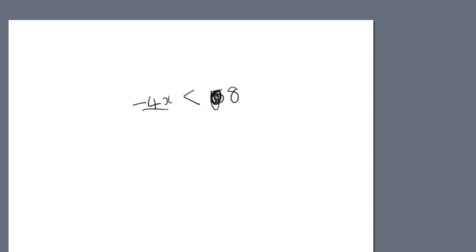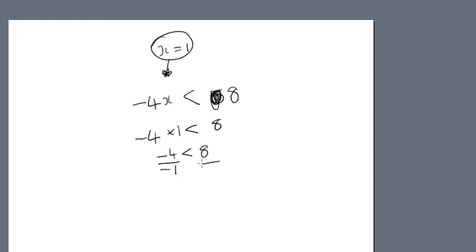Okay, one more. Let's think of a value of x that makes this true. Let's just say x equals 1. If I sub it in, what we've got here is negative 4 times 1 less than 8. So what's negative 4 times 1? It's negative 4, which is less than 8. Now if we divide this by negative 1 and divide this by negative 1, which is a negative number, let's see what happens. We get 4 is less than negative 8. We know that's not true. It's simply not true that 4 is less than negative 8. It's in fact greater than negative 8.